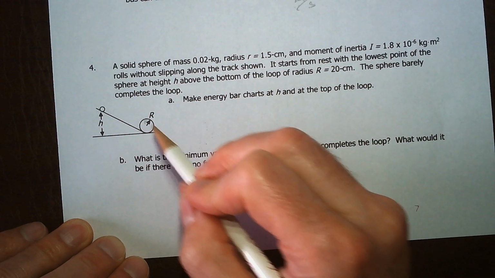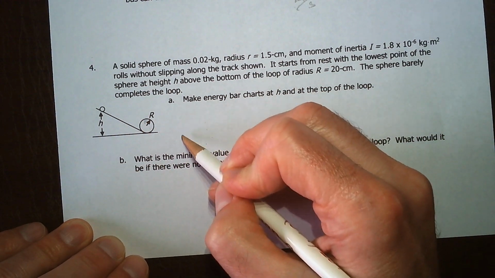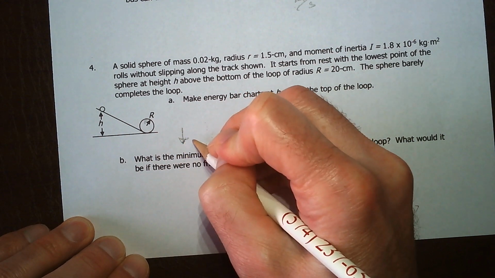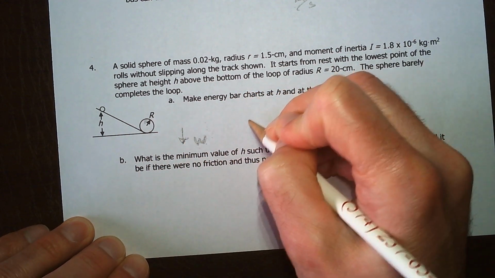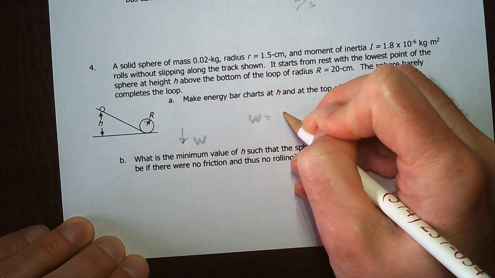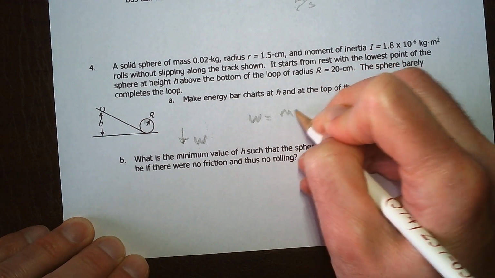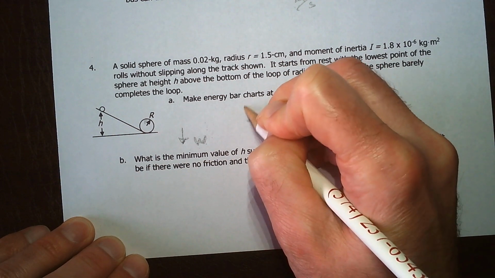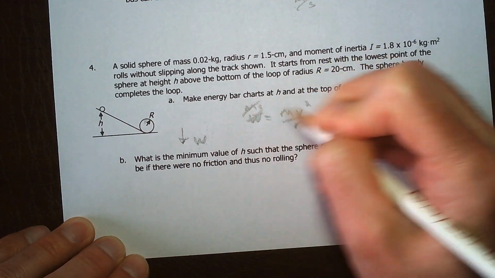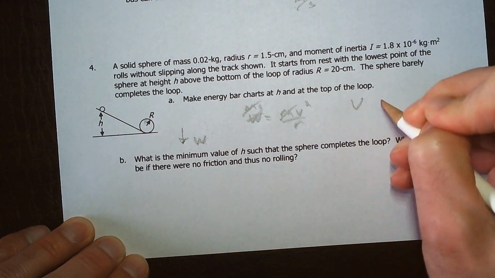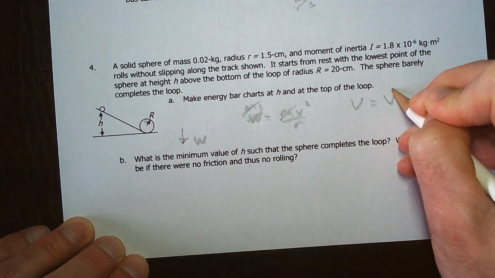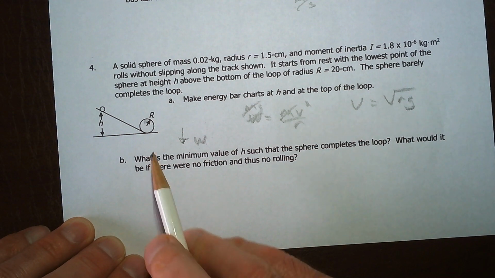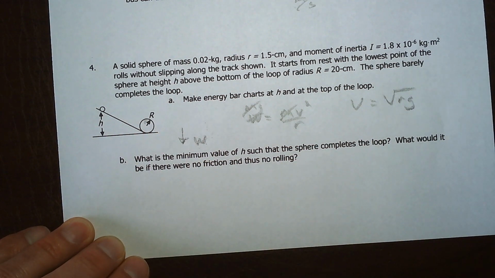Okay, so it says it just barely makes it around. So let's draw a force diagram then. If it just barely makes it around, that means the weight must be equal to the net force, which would be mv squared over r, where the weight is mg. So that means the speed right there must be equal to the square root of Rg. That's what the speed must be at that point right there.